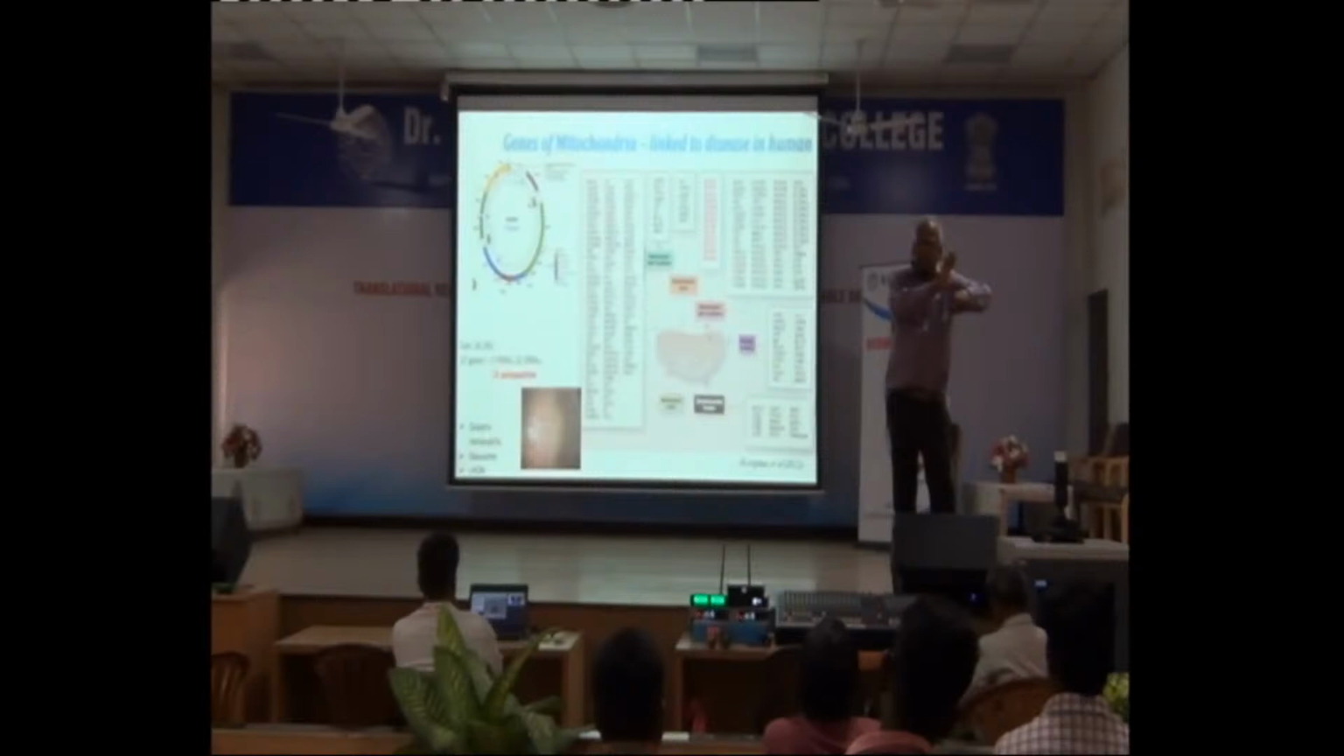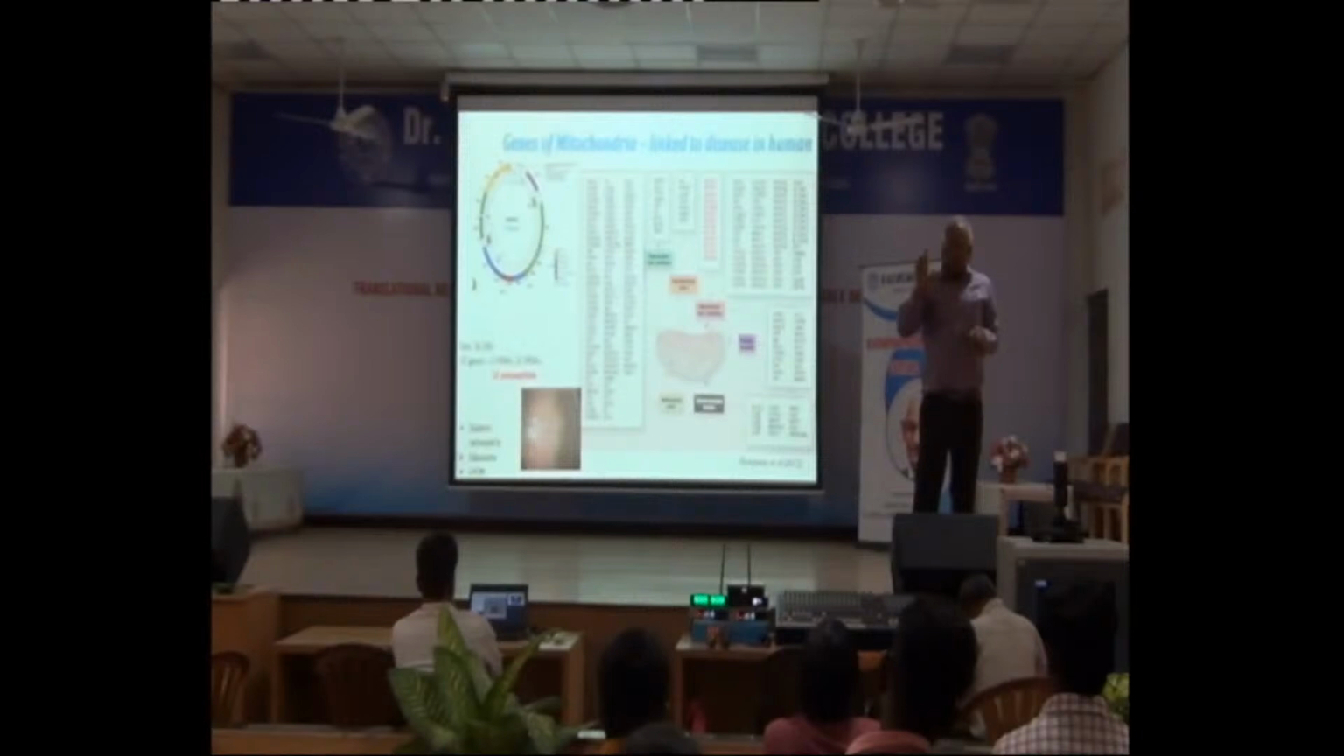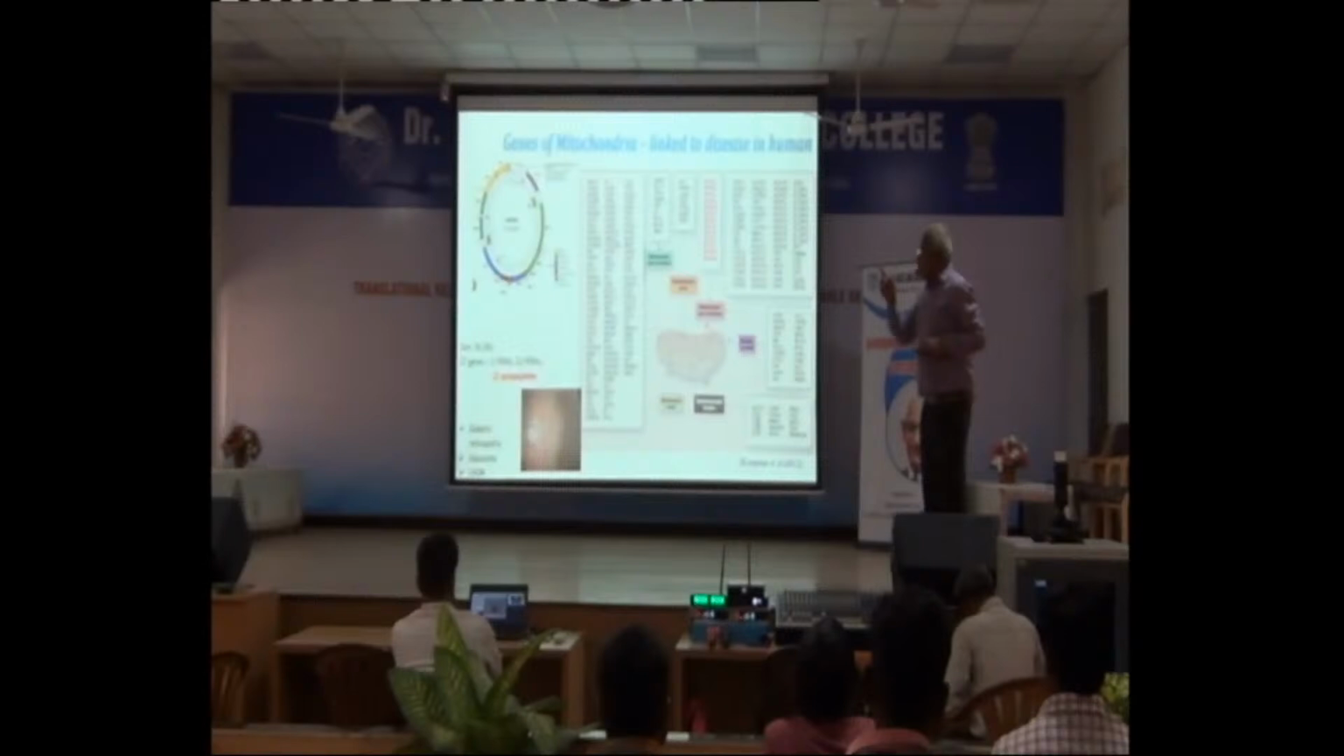Sometimes there is a crosstalk between the mitochondrial genome and the nuclear genome, because in the mitochondria only 37 genes are there, and they produce only 13 polypeptides, right? So if you want to enrich your knowledge, please go and read about the mitochondria. Only 13 polypeptides, and those 13 polypeptides interact with our 19,000 genes.